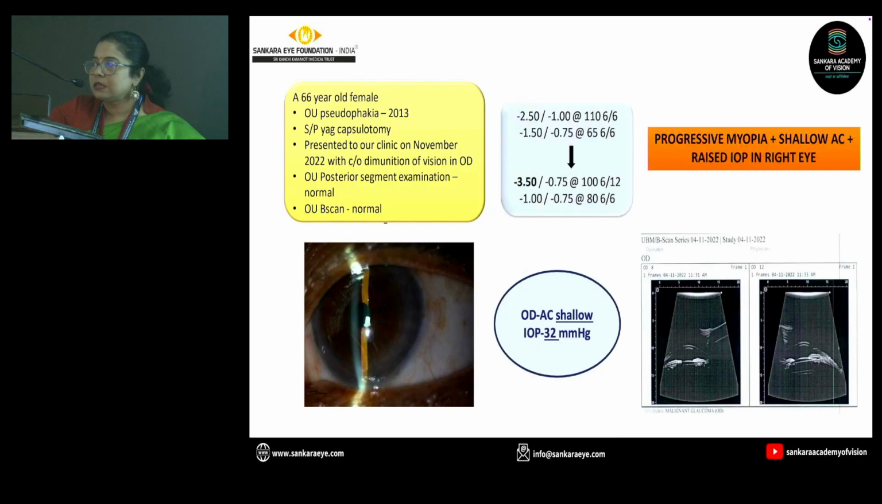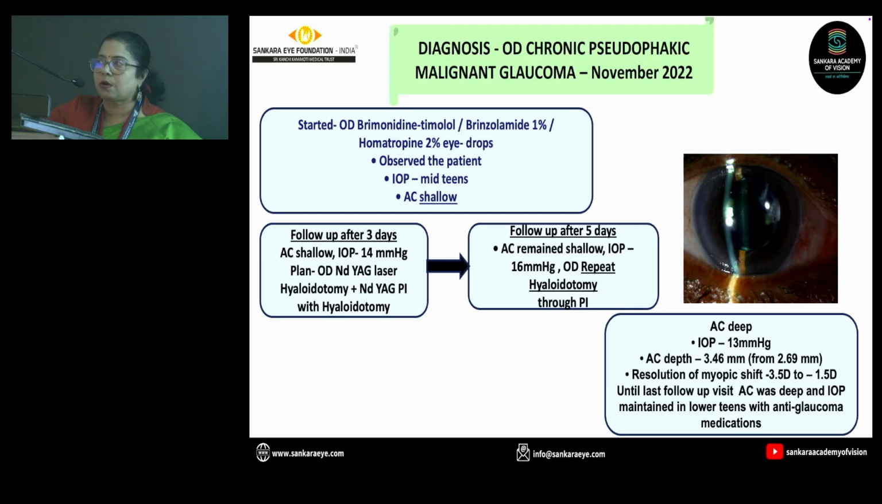So this is a patient who presented to us with progressive myopia after a long pseudophakic history, from 2013. She presented to us in 2022. So shallow AC, progressive myopia, raised IOP. Raise your eyebrows. It is chronic pseudophakic malignant glaucoma.